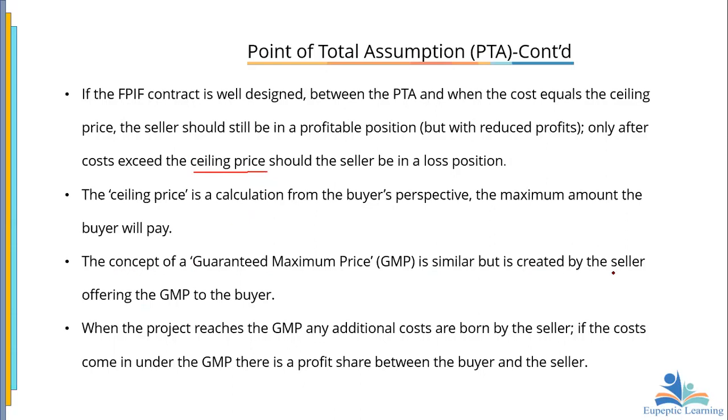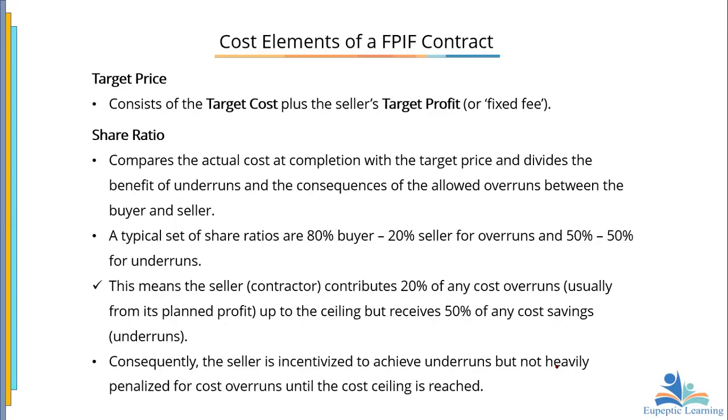Then the seller offers a guaranteed maximum price to the buyer, which we shall look at in detail. So when the project reaches the GMP, any additional costs are borne by the seller. If the costs come in under the GMP, there is a profit share between the seller and the buyer. We talked about these, so share ratio and all that. I will not talk into them because we have looked at what they are.